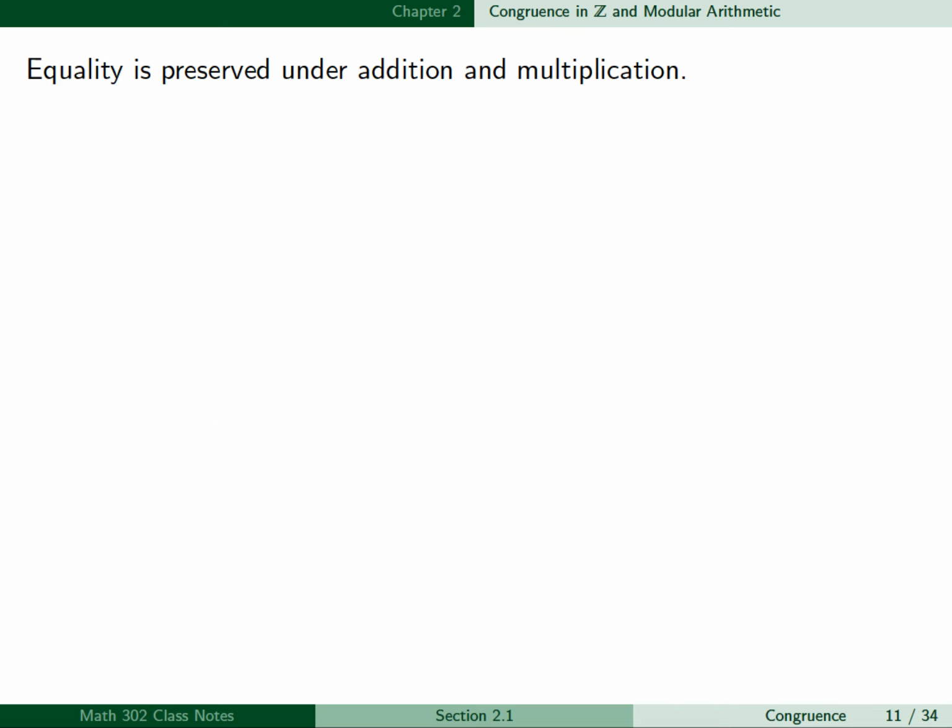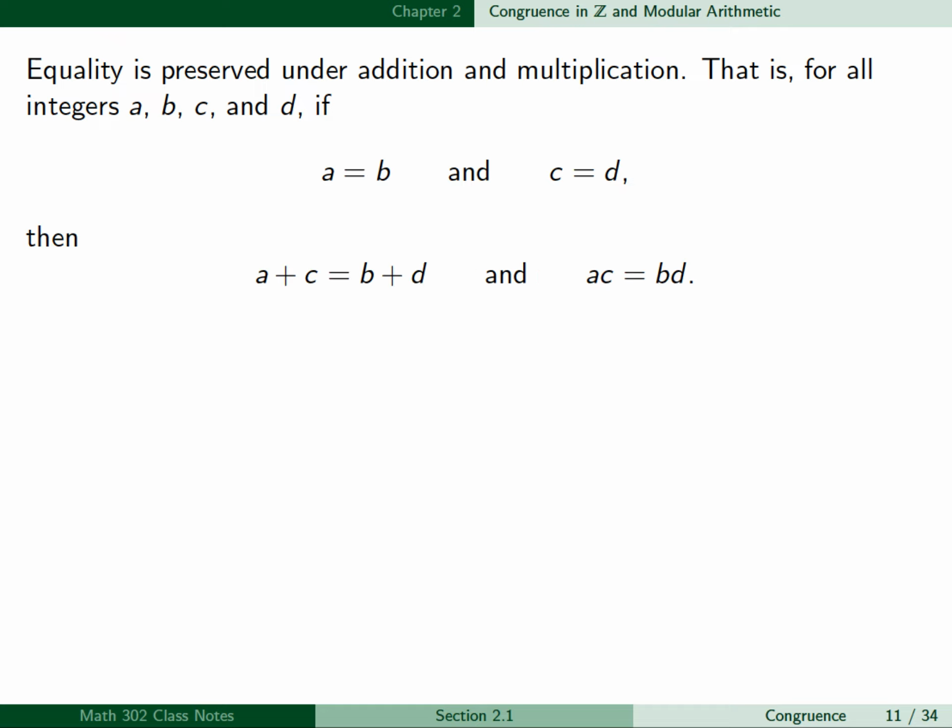Now note that equality is preserved under addition and multiplication. That is, for all integers a, b, c, and d, if a is equal to b and c is equal to d, then a plus c equals b plus d, and a times c is equal to b times d. So basically we can add 2 equations together, or we can multiply them together, and the equality is preserved.